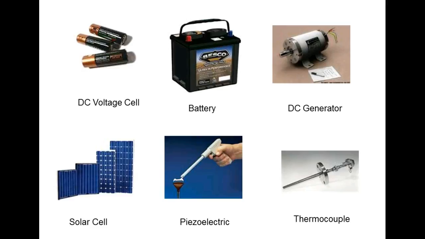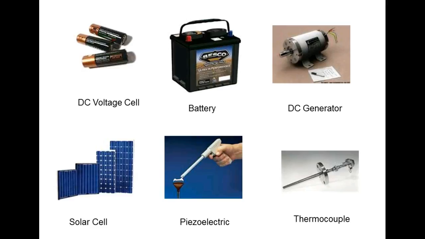Y'all see these guys? These are solar cells. These create DC from light. Piezoelectric, if you smoke cigarettes or got a cigarette lighter that does that little click, that's piezoelectric. So piezoelectric creates DC from a force. That's what's happening when that thing snaps. It's hitting a little piezoelectric crystal and generating a voltage high enough to cause an arc to light your cigarette lighter.